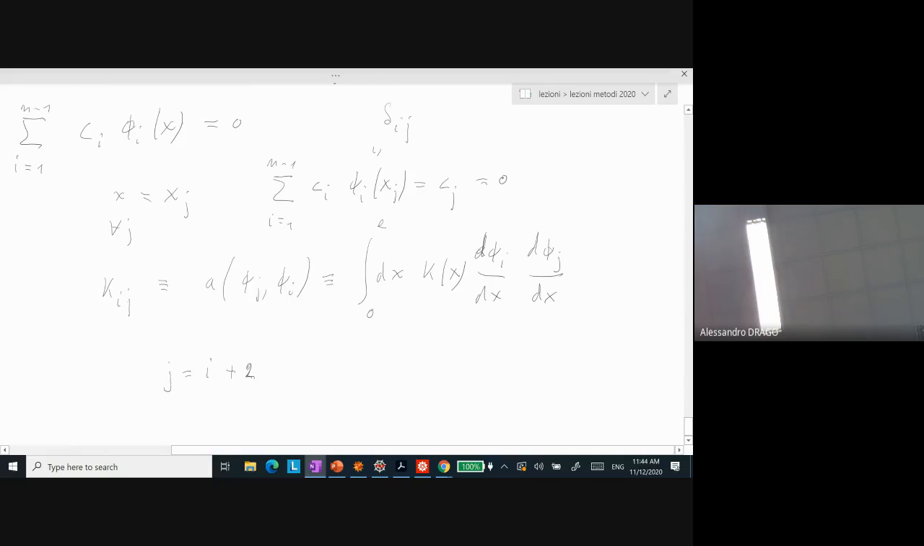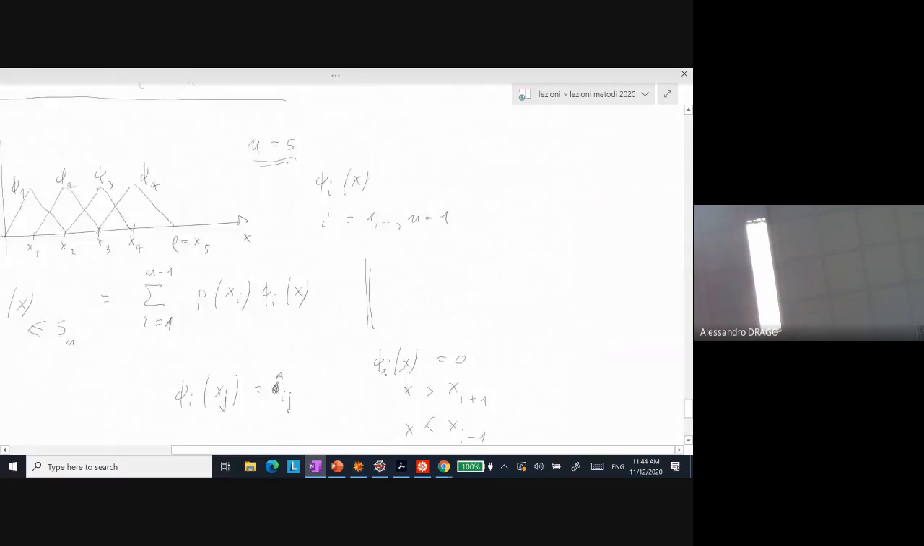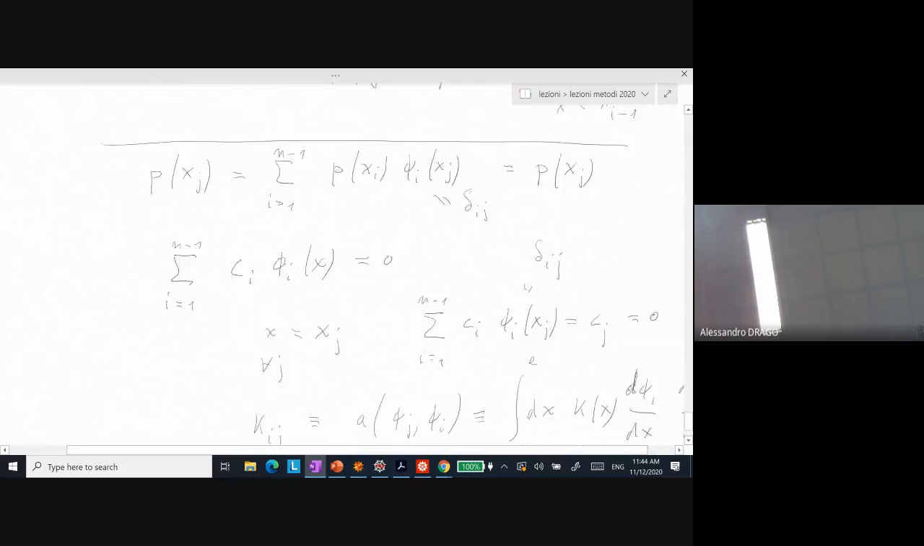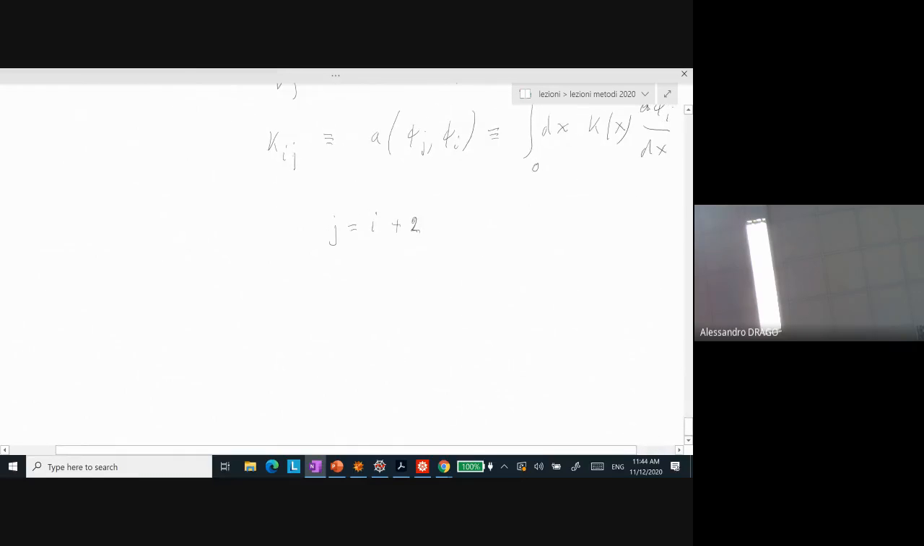First of all, we have defined the functions more or less here. We can also define the derivative of these functions. Let me do it, maybe it's clearer afterwards. So instead of phi, we plot the derivative of phi with respect to x.